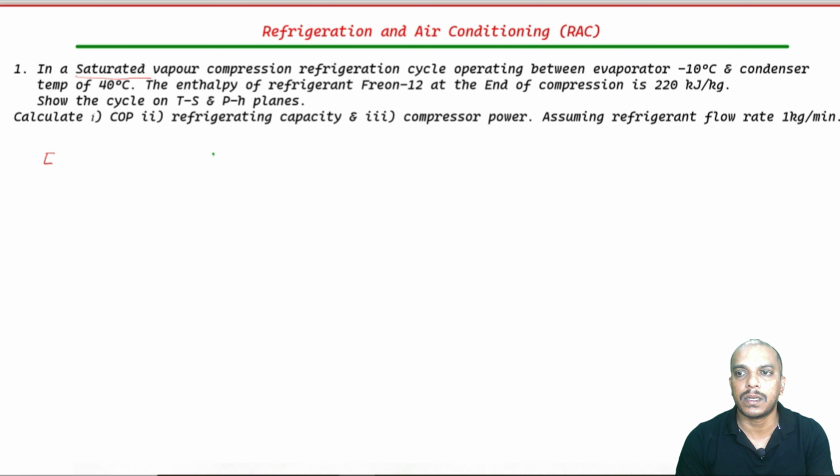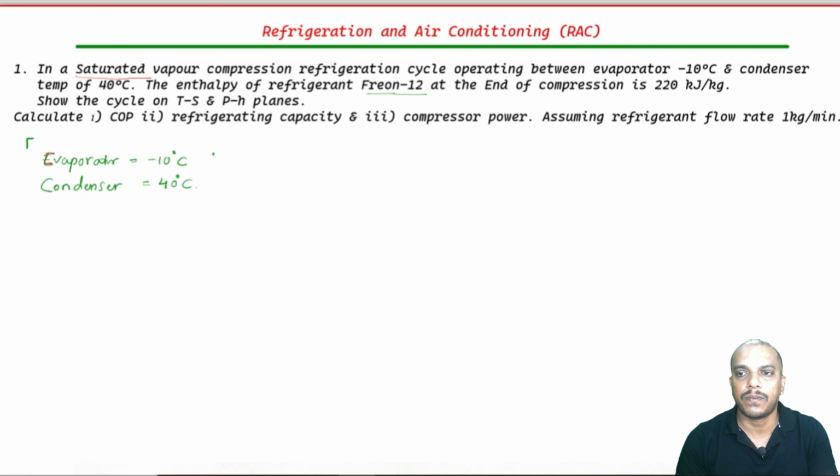So, evaporator is at minus 10 degree Celsius, and condenser temperature is at 40 degrees Celsius. Okay. The enthalpy of refrigerant freon. So, freon 12 is the refrigerant.